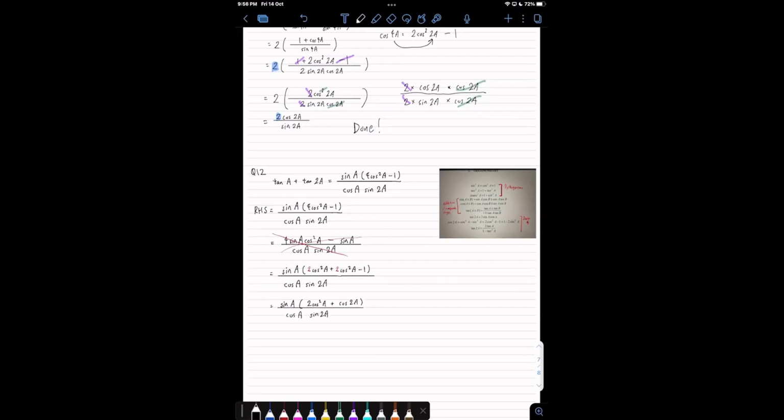Expand. Okay, then cancel. Wait, sine A over cosine A, that's a tangent. But the problem is that this tangent is a single term. This tangent here is a factor. It's not the same. So should we expand out and then try to cancel? Yeah, expand and cancel.